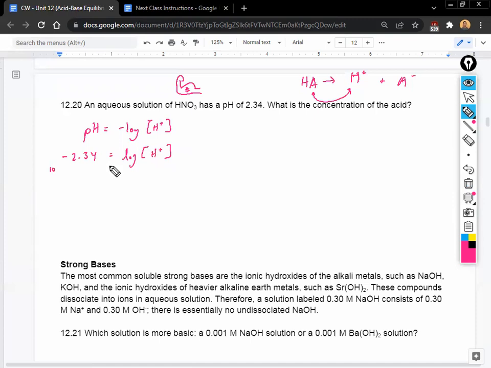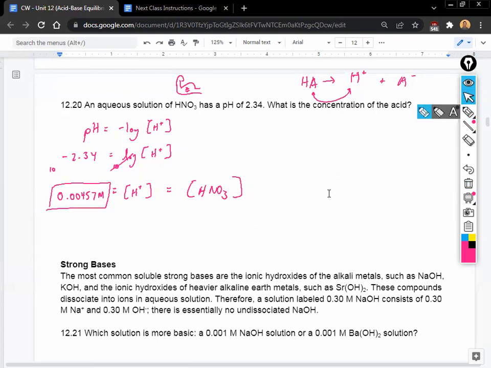Yeah, power of 10. Okay, 10 to the power. That's going to cancel that out. We'll get H plus on the right side. And on the left side, we'll get 10 to the power of negative 2.34. And that's going to give me an answer of 0.00457 molarity. And since it's a strong acid, this is going to be the concentration of HNO3 as well. They're going to have the same concentration. Okay. Make sense? Just trying to get you guys as much logarithm practice as possible. All right, so that's strong acids.